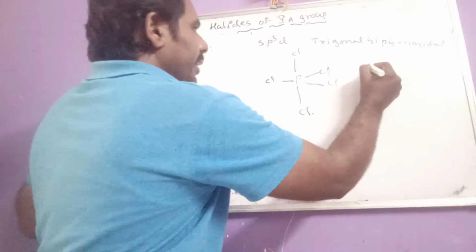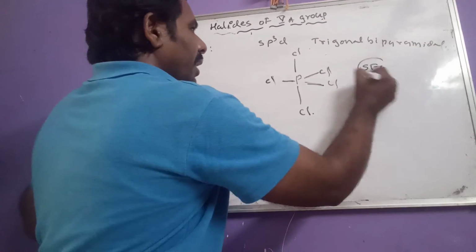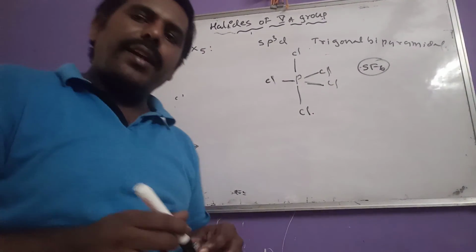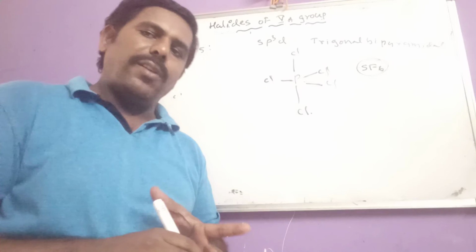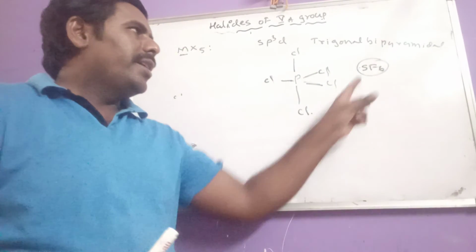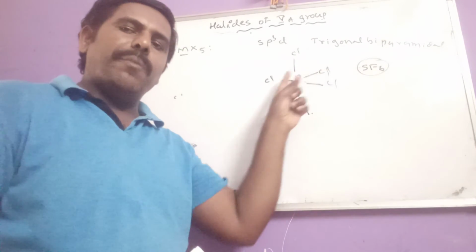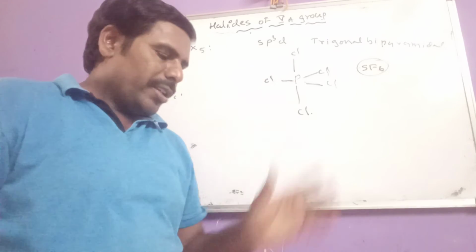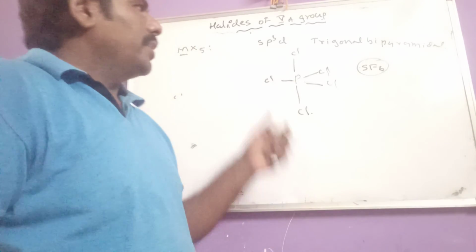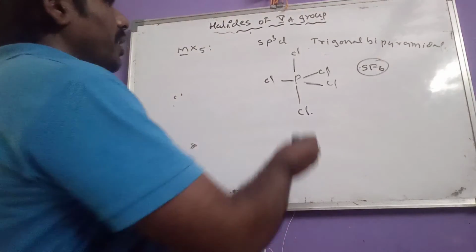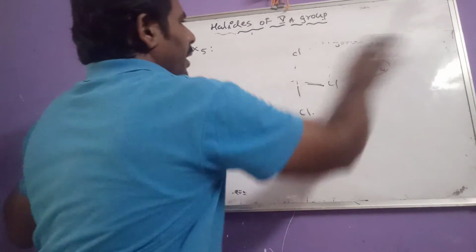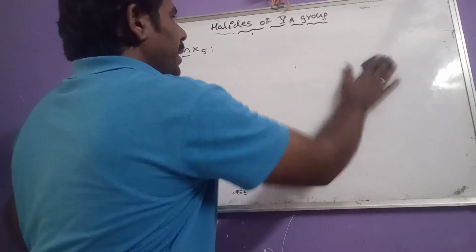But in the case of SF6, all equatorial and axial bond lengths are equal. So for this reason SF6 is more stable than PCl5. So this is regarding the structure and hybridization of pentahalides of 5th A group elements.